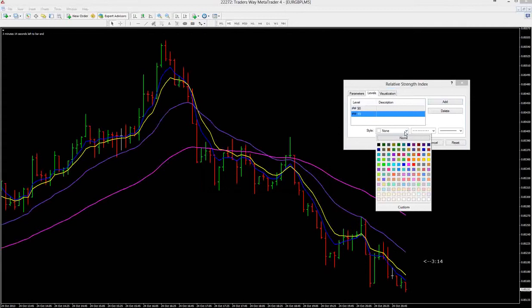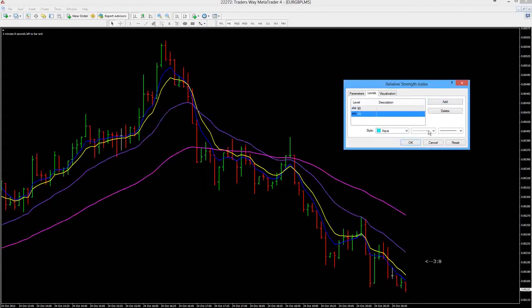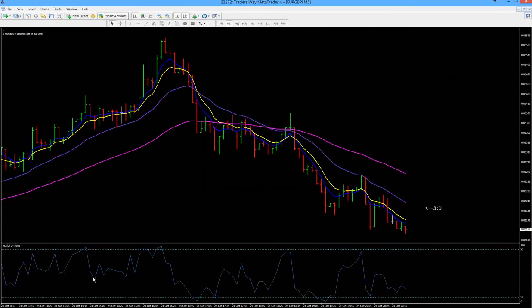Style, you can pick out a color, so let's make it a lovely little aqua. It'll be a dotted line. And again, back to parameters, I'm going to use Dodger Blue. So when we click OK, now down at the bottom, here's our RSI. Let me adjust this a little. That's good. Okay, so 90 and 10.